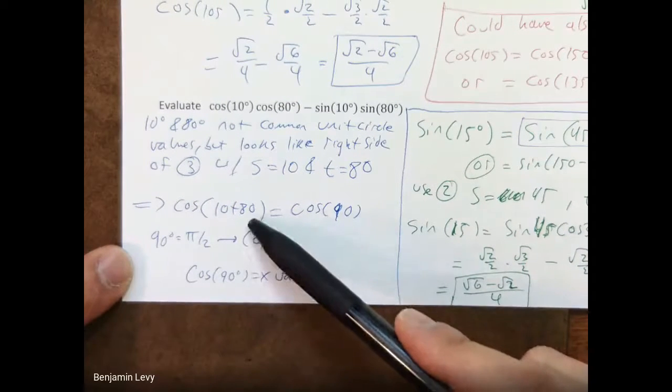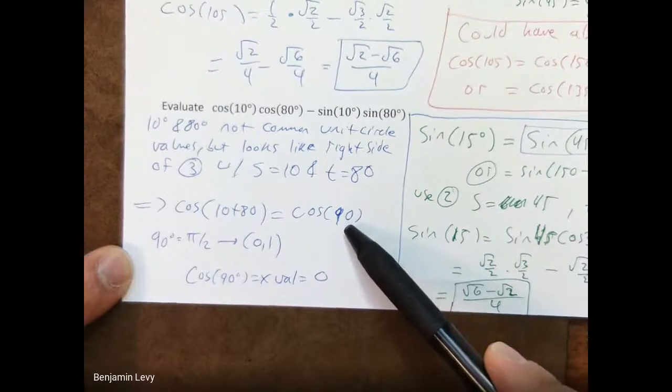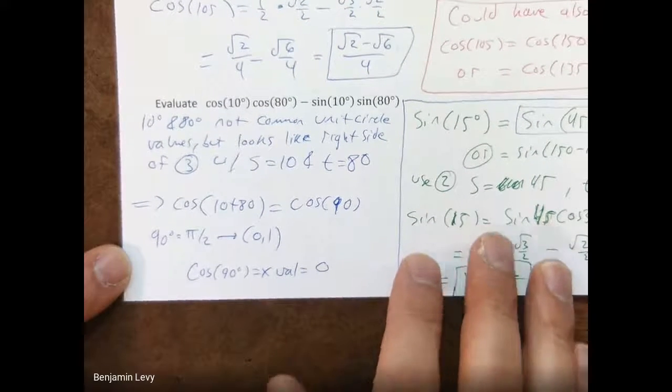And, you know, 10 and 80 are not places we know on the unit circle. But when you add them, you get 90, which is something we know. And so it's kind of going in reverse, thinking about these formulas.